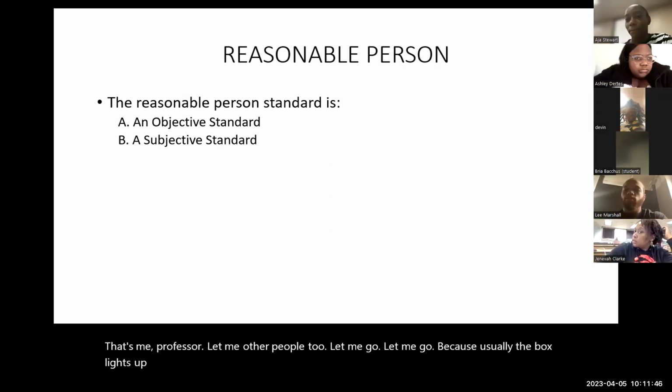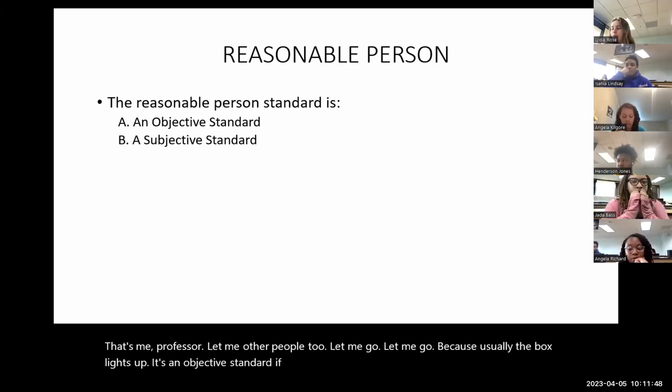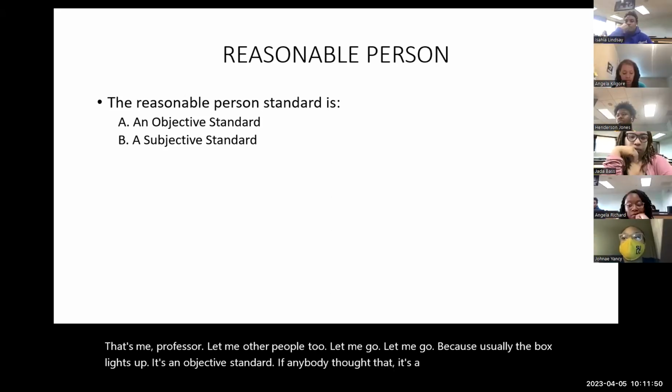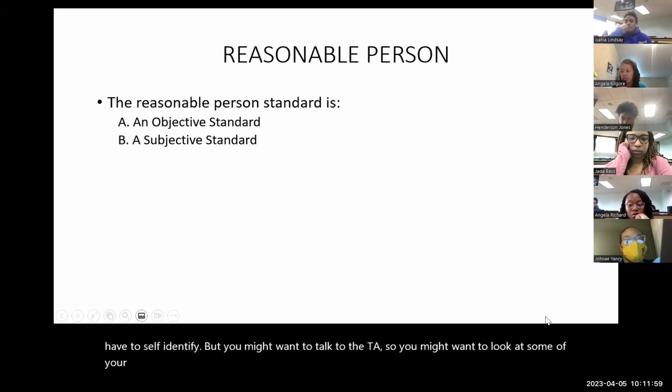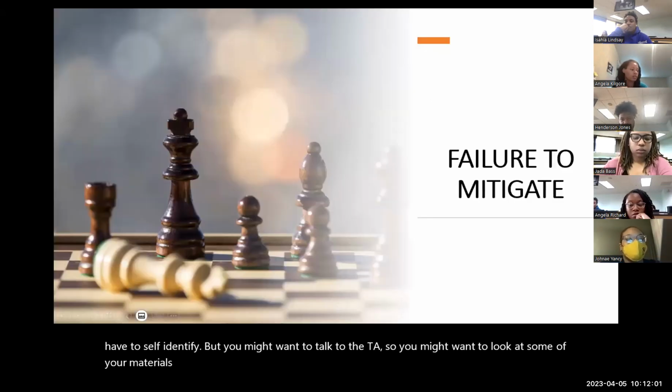It's an objective standard. If anybody thought that it's a subjective standard, you don't have to self-identify, but you might want to talk to the TAs, or you might want to look at some of your materials again, just so that you can be where you need to be.